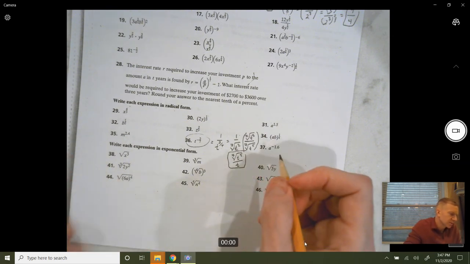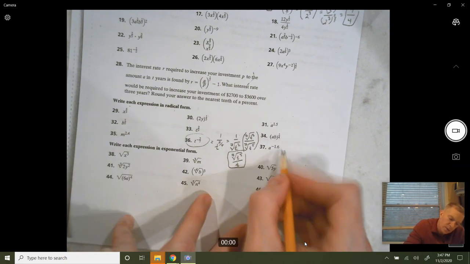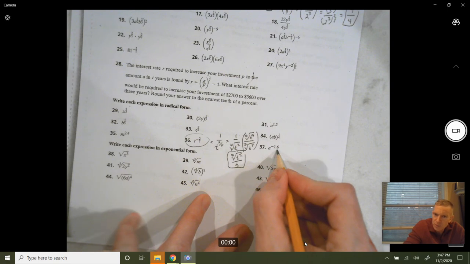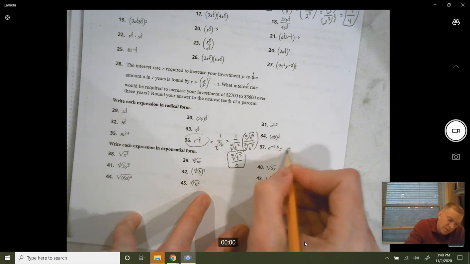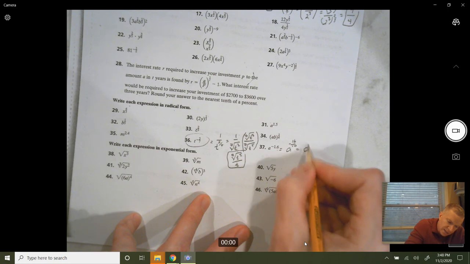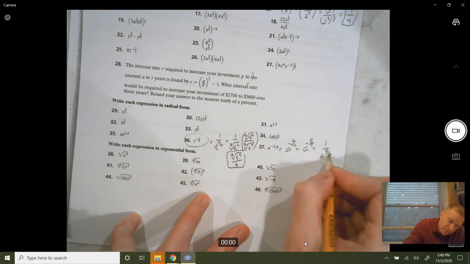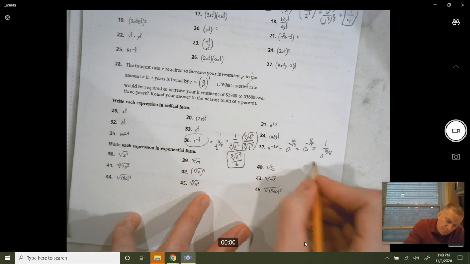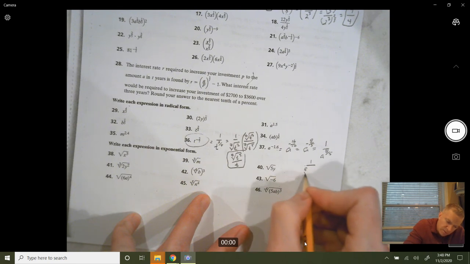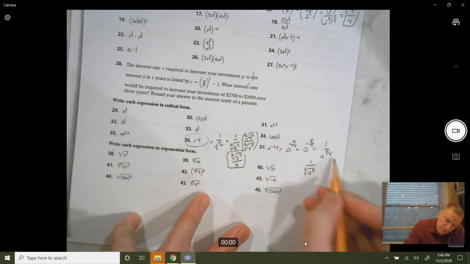And what else? Yeah, there's this one here. We could do this one. Because when you have this as a decimal, sometimes you have to turn that into a fraction. So we have a to the negative 1.6 or a to the negative 16 over 10. And then we can reduce that. A to the negative 8 over 5. Which is 1 over a to the positive 8 over 5. Or 1 over the 5th root of a to the 8th.